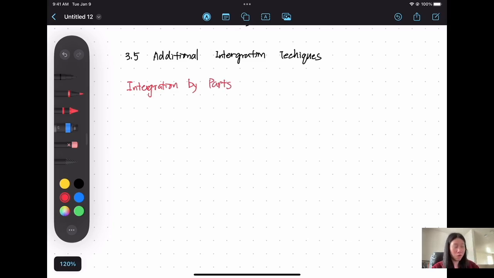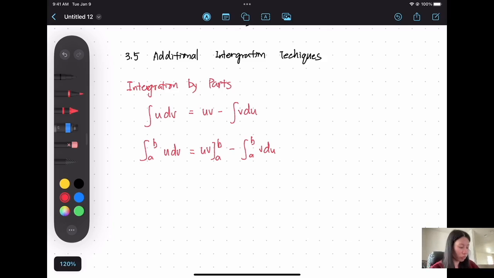So here is the formula. If you view a function as integral of u dv, this is going to equal uv minus the integral of v du. Or for a definite integral from a to b, the integral of u dv equals uv from a to b, minus the integral from a to b of v du. I'm going to explain how to use it.